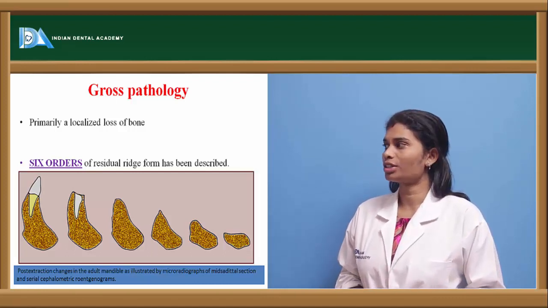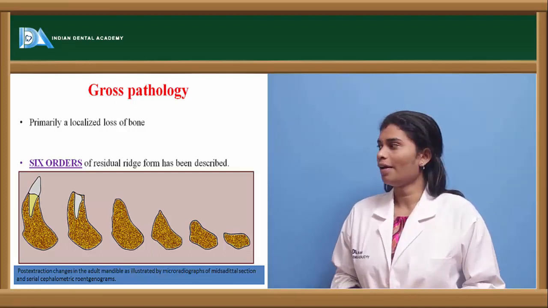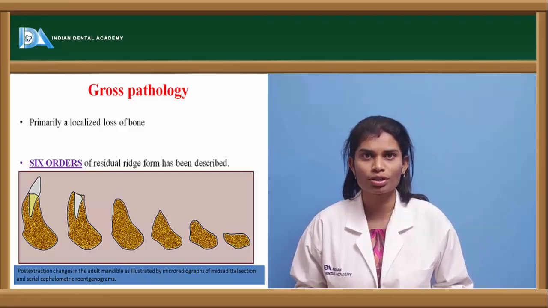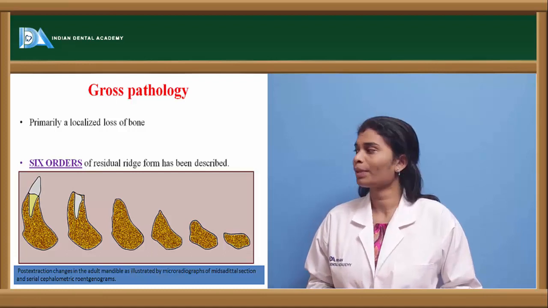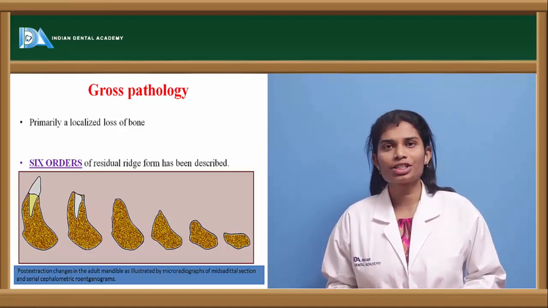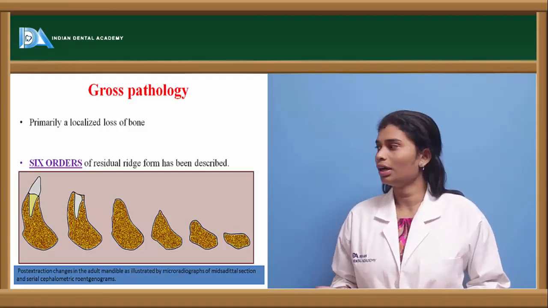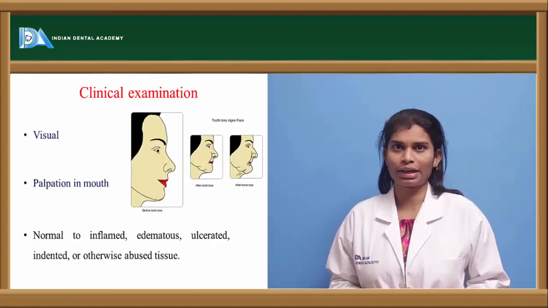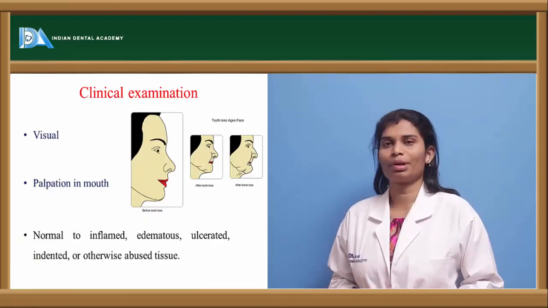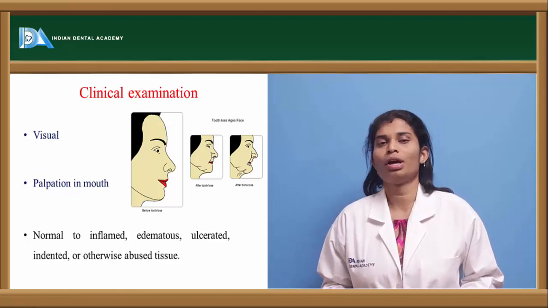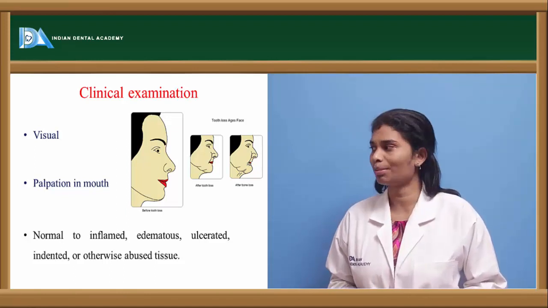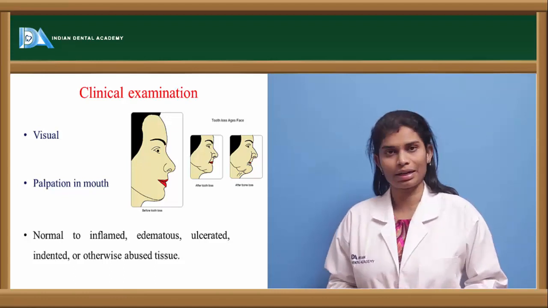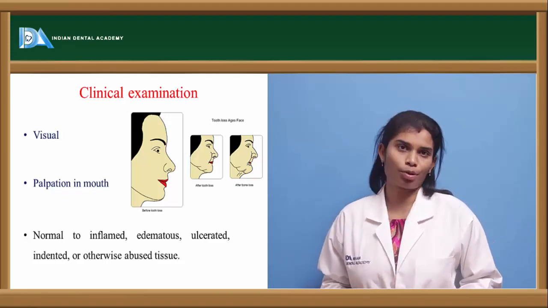So, how do you actually study the gross pathology? Residual ridge resorption is initially just a localized bone loss, but as it is progressing, you have to check each and every case according to the amount of bone loss. So, how do you actually check it? Clinical examination. Visual examination is the first thing which you have to do, but that is really not sufficient because sometimes the tissue may vary from inflamed to edematous, ulcerated, indented or otherwise abused tissue.